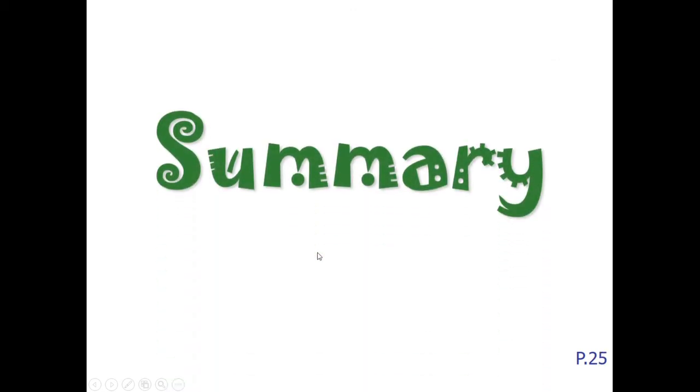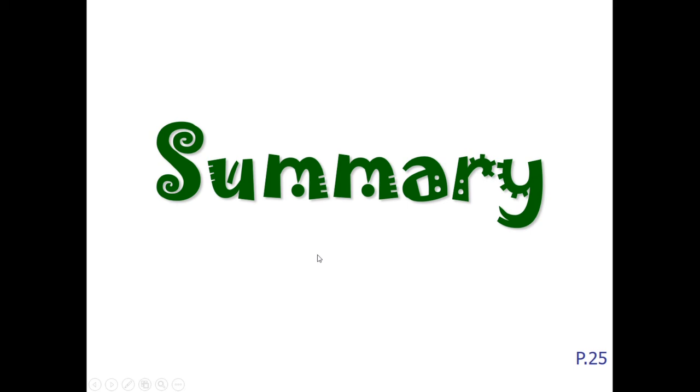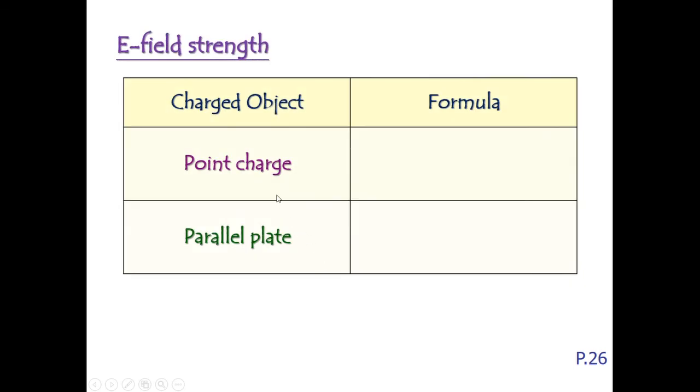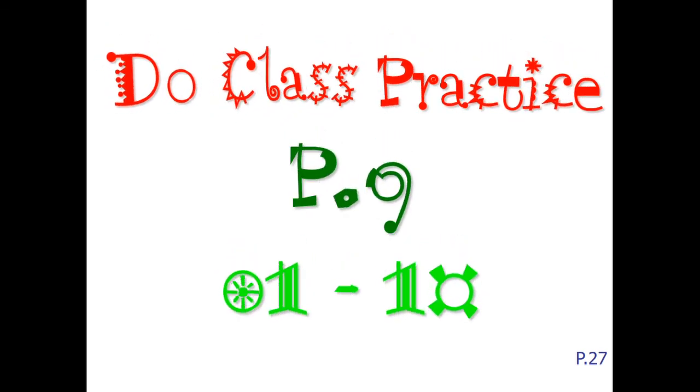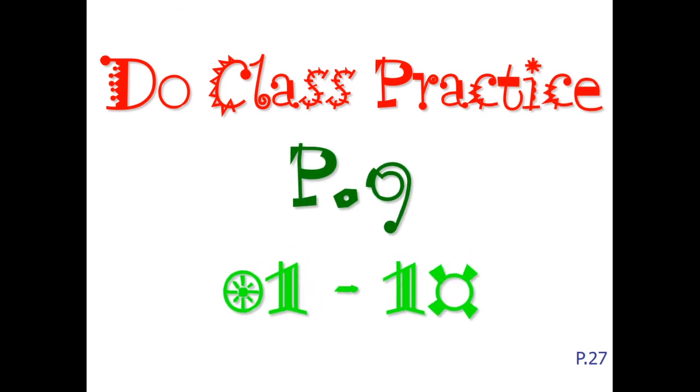Let us take a look at all the formulas first. The electric field of a point charge is given by Q over 4 pi epsilon naught R squared. The electric field between two parallel plates is given by Q over epsilon naught A. So, can you use these two formulas to do some questions? Can you do the class practice on page 9, questions 1 to 10?